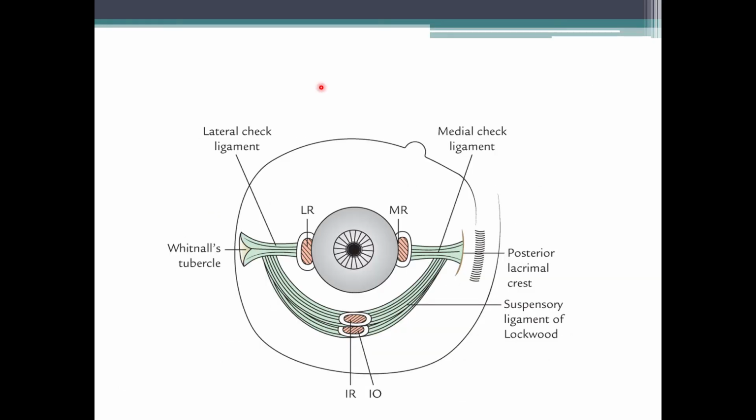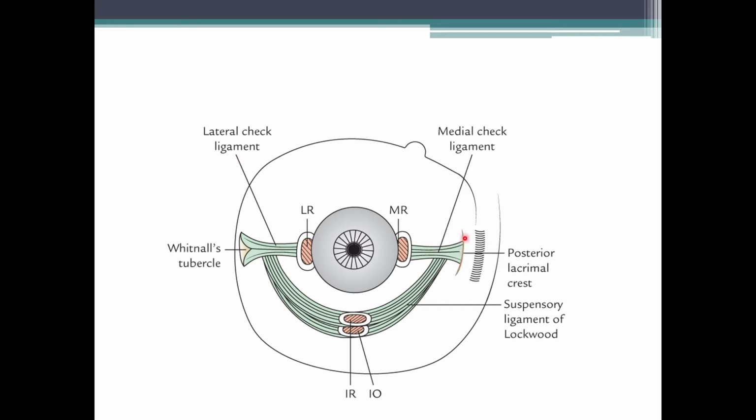See, this is another figure. After covering the lateral rectus and the medial rectus, it gives fibers to get attached onto what? Onto the bone. Over here is the Whitnall's tubercle of the zygomatic bone, and this is the lateral check ligament. And over here is the what? It's the zygomatic bone, and it's the lacrimal bone.